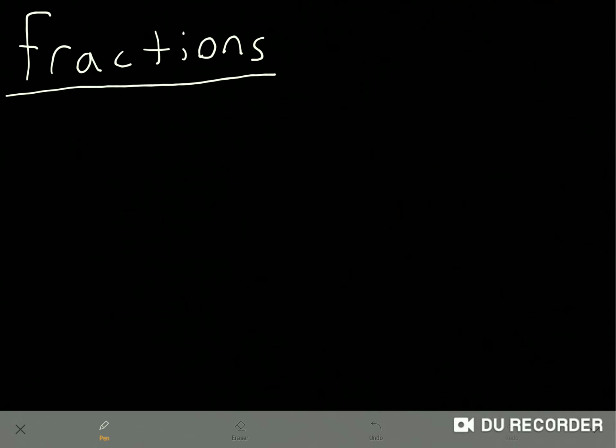In this video, we're going to be looking at doing different operations with fractions, those being adding, subtracting, multiplying, and dividing. So let's just get right into it. Let's say we have two fractions. Let's go with 2/3 and say we want to add 1/3, right?